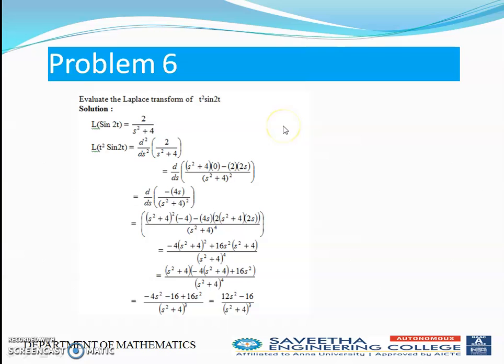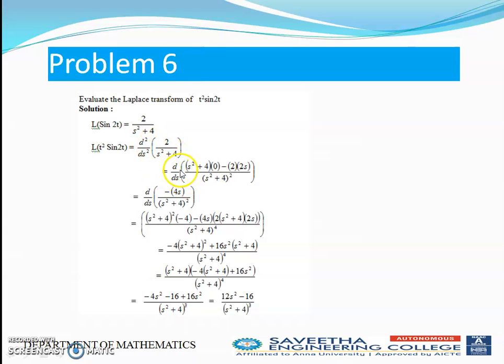Next problem number 6. Evaluate the Laplace transform of t square sin 2t. So this is a multiple of t square into sin 2t. So you can differentiate with respect to s twice here. So t square by t square. Then L of sin at is a by s square plus a square form. A is 2. So 2 divided by s square plus 4.